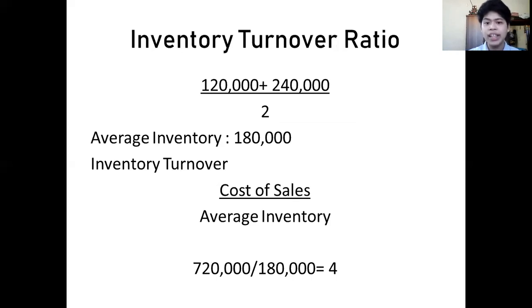Inventory turnover ratio. The first step is to find the average inventory. Beginning plus ending, so 120,000 plus 240,000 divided by 2 is 180,000 pesos. Inventory turnover is cost of sales divided by average inventory. So 720,000 divided by 180,000. So our inventory turnover ratio is 4.